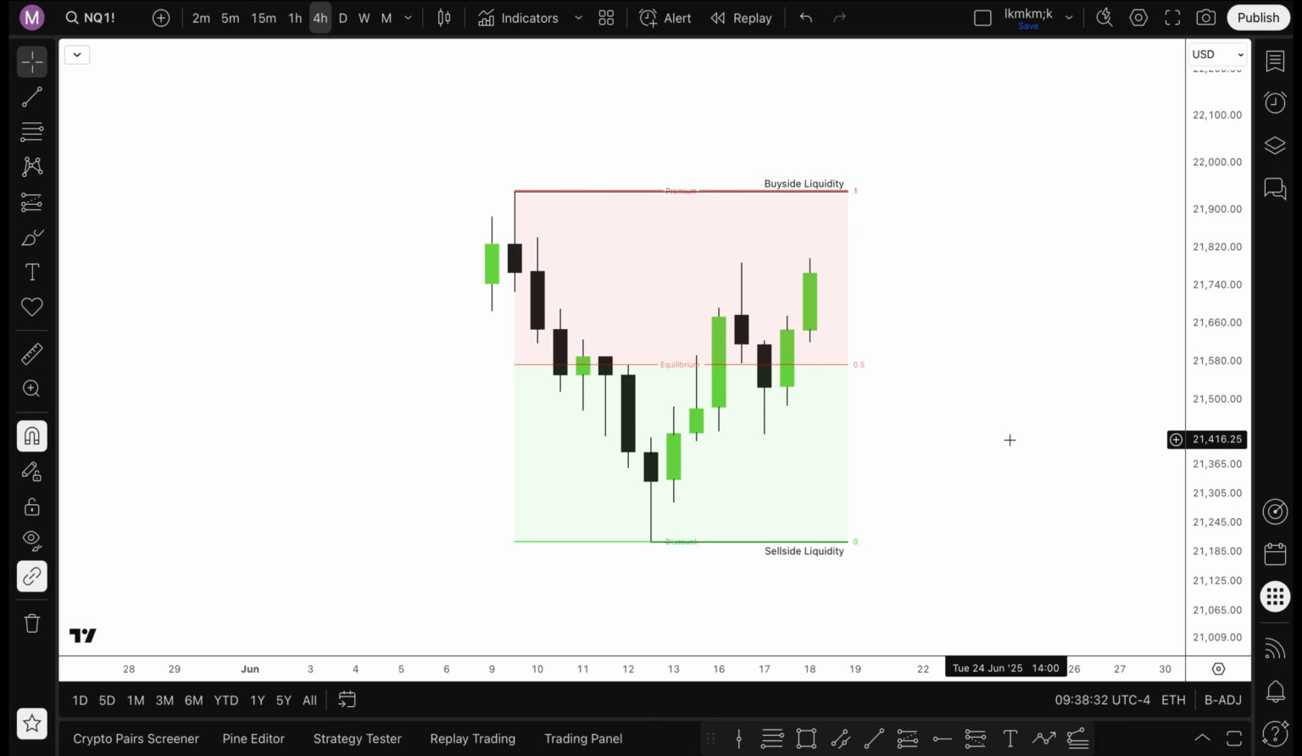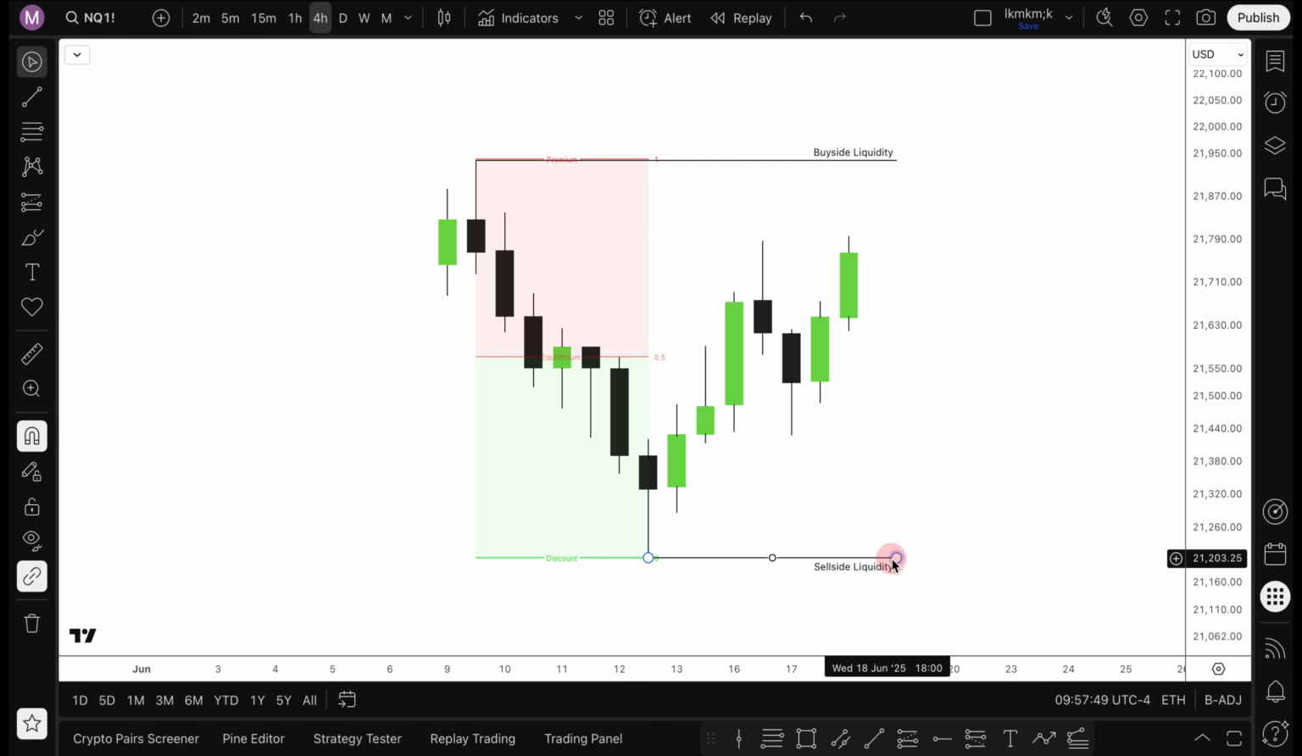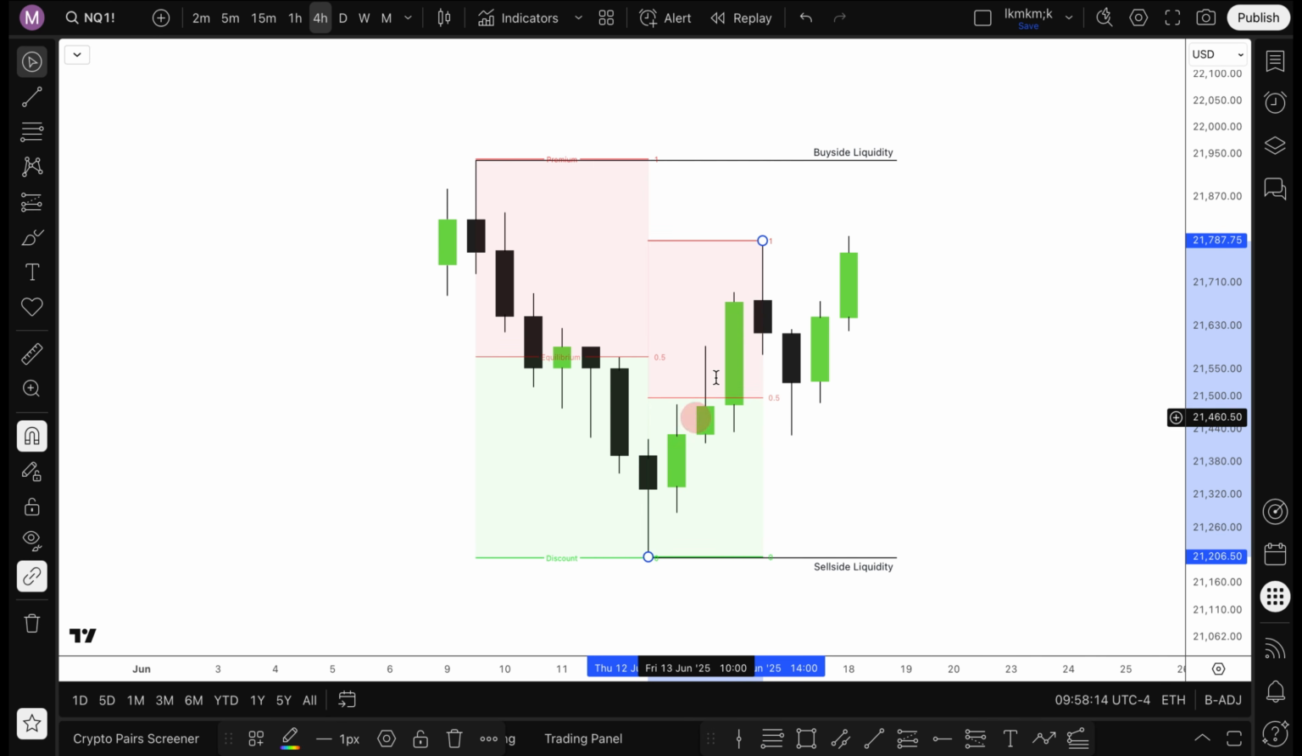So now, extending this over to the right hand side, we can get a clearer visualization of where premium and discount of the range lies. It is important to note that there is not just one range within price action. There are multiple ranges within ranges. For example, we have our first range here. Then we put in a swing low to another swing high where another range has been formed. Then we draw that out, and then we have another premium and another discount area.